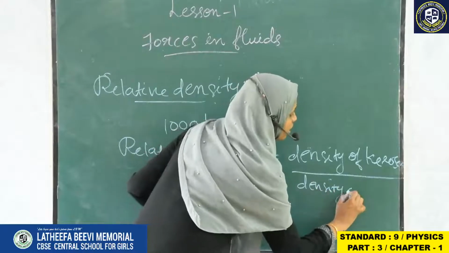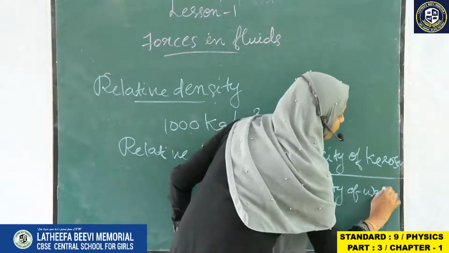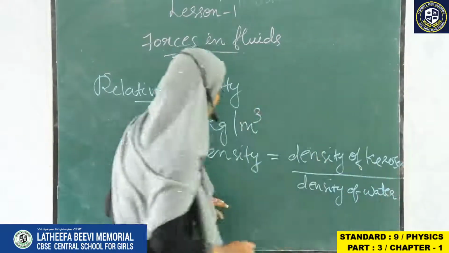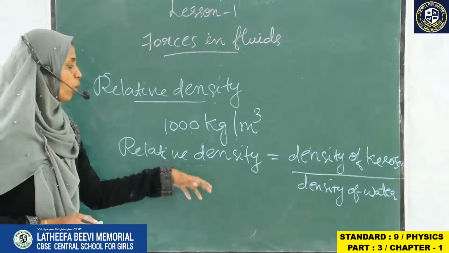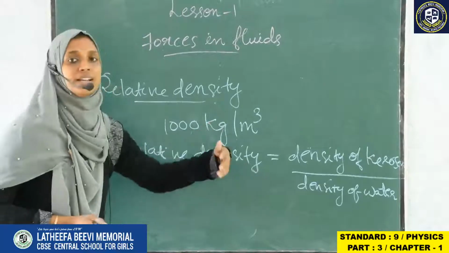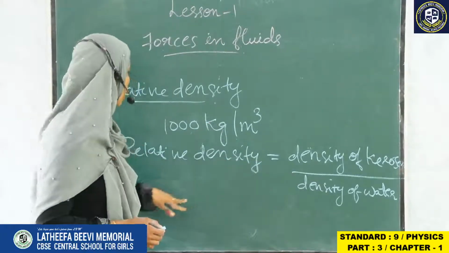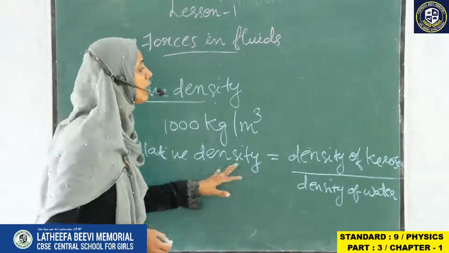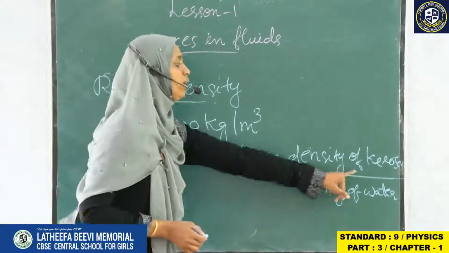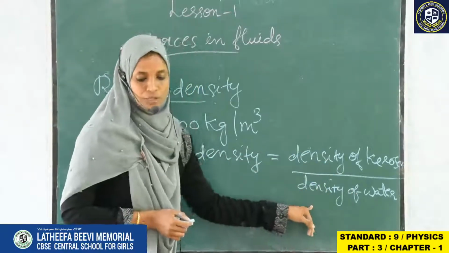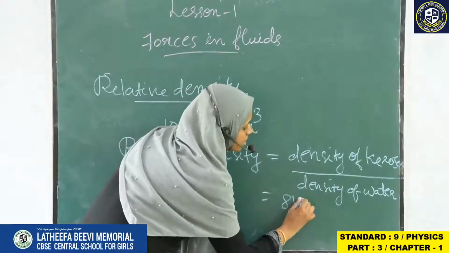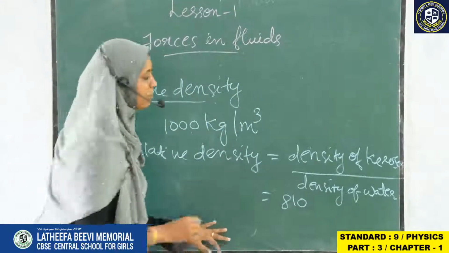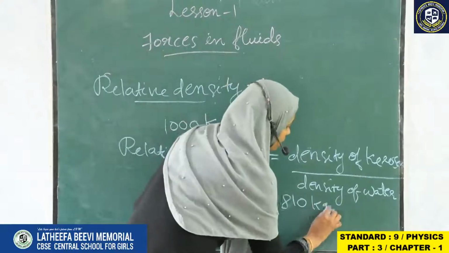Density of kerosene divided by density of water. Okay, so in this way we can find out the relative densities. Always relative densities compare with the density of water. And how do we find the relative density of kerosene? Relative density of kerosene is equal to density of kerosene by density of water. Then what is the density of kerosene? 810 kilogram per meter cube. Okay, kilogram per meter cube.